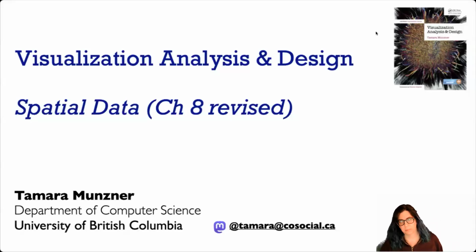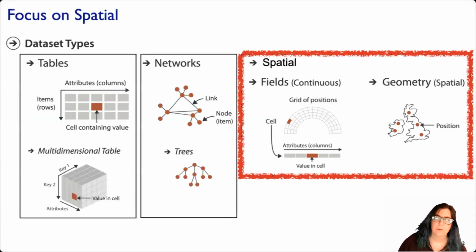Let's talk about spatial data. So today we're going to focus on the third of the three major data types: not tabular data, not network data, but spatial data, where we have information either sampled regularly or irregularly at different points in space, or just purely geometric information about the shape of some spatial regions.